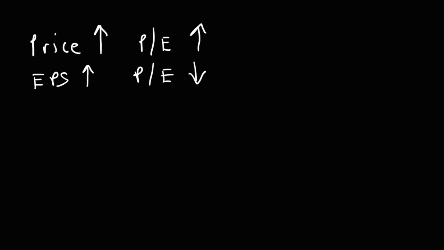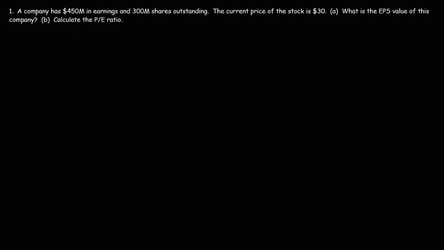So now what we're going to do is work on some practice problems that help you to understand how these things are calculated, like the EPS and the PE ratio. Now here's a problem that you could try. Number 1, a company has $450 million in earnings and 300 million shares outstanding. The current price of the stock is $30. Part A, what is the EPS value of this company? So feel free to pause the video and try this problem if you want to.